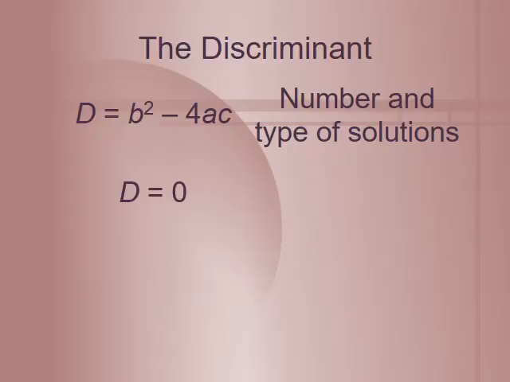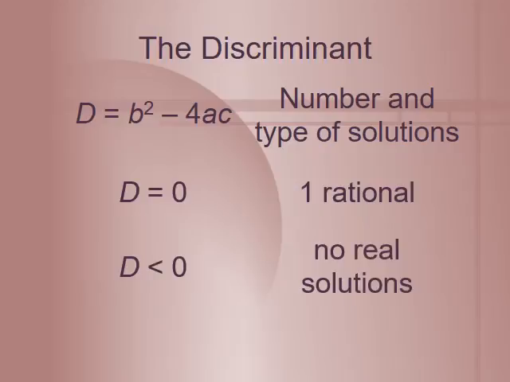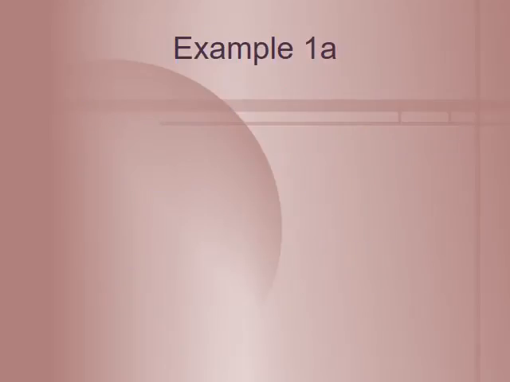If d equals 0, then there's going to be 1 rational answer. If d is less than 0, there are no real solutions because that would mean that you're taking the square root of a negative number. Let's look at this example.